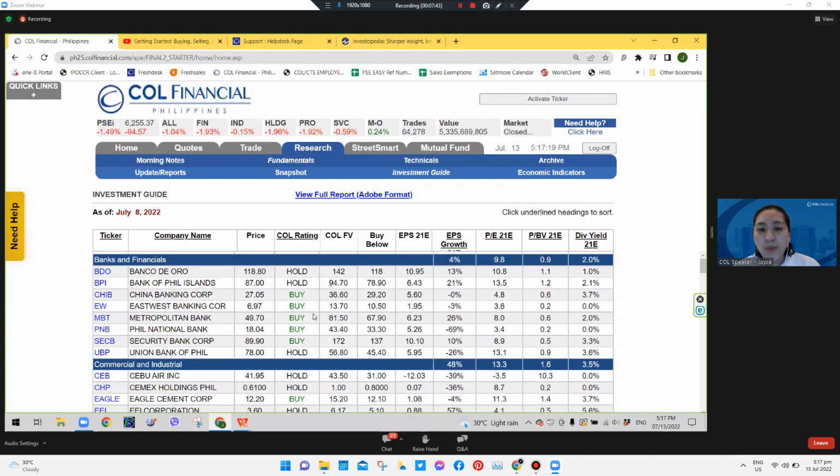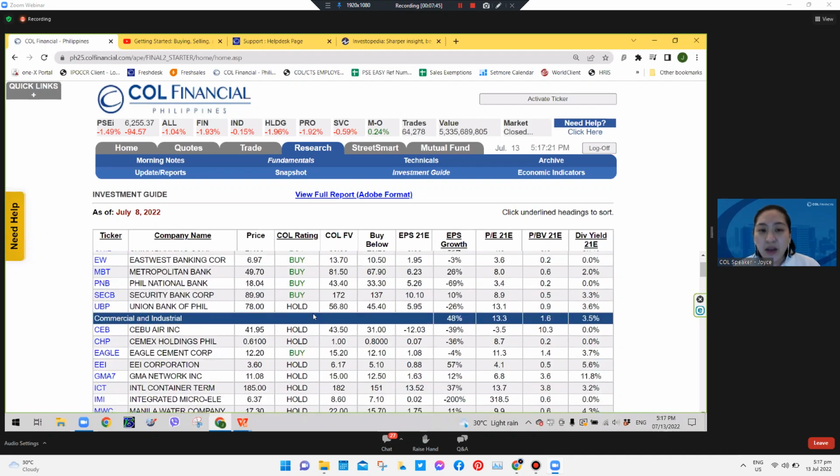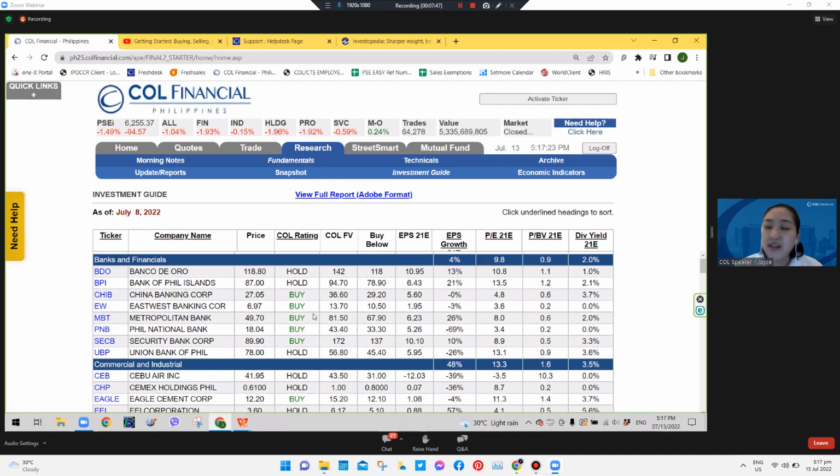Now, why do we put a buy here? It is because researchers have analyzed this stock and think that their price is actually cheap. So how do we know if something is cheap or expensive? I want you to take a look at the fifth column, which is COL FV. FV stands for fair value. This is what the analysts think the stock should be worth, or what it is supposed to be worth. So what it is valued at.